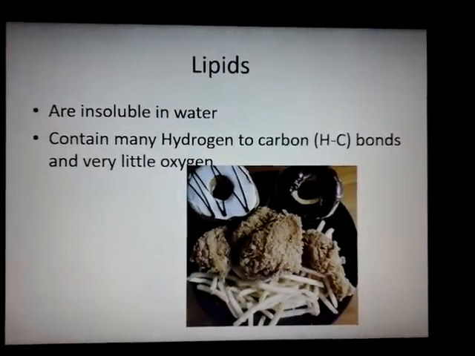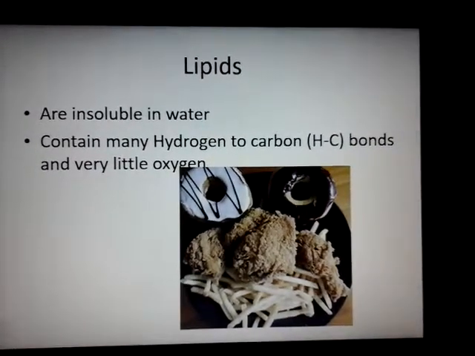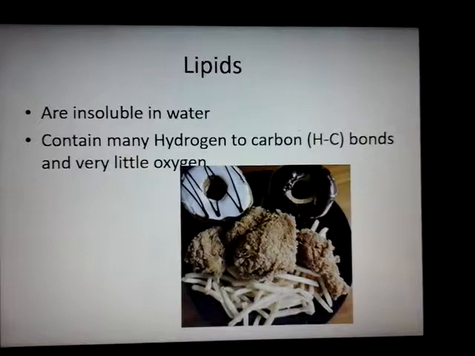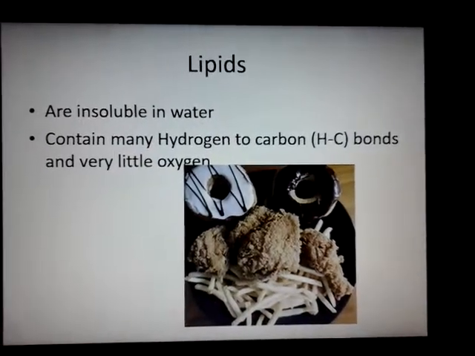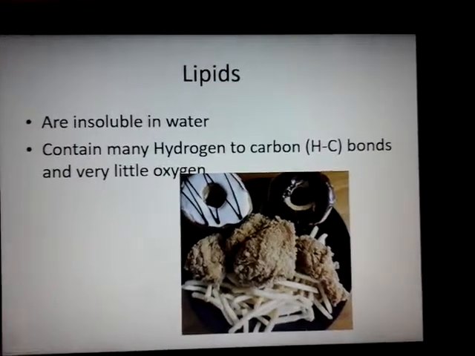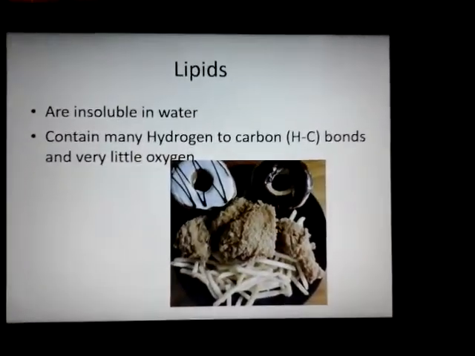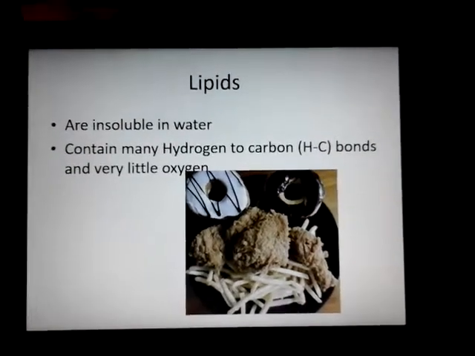And then we talked about lipids and how lipids are your fats, oils, and waxes. They're also made from hydrogen and carbon and oxygen, but in a different structure. Remember, structure determines function. So carbs are more of a 1 to 2 to 1 ratio. Lipids don't have a lot of oxygen in them.